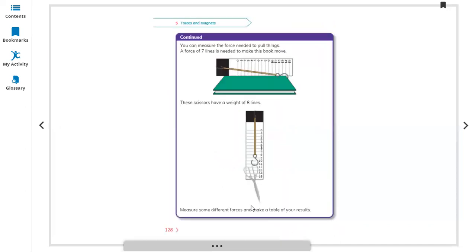Now you can use the force meter to measure the force needed to pull things. Obviously, a force of 7 lines is needed to move this book. If you want to move the book, how much force do you require, and if you want to pull up a scissor, how much force do you require? This scissor has a weight of 8 lines. You can see here.